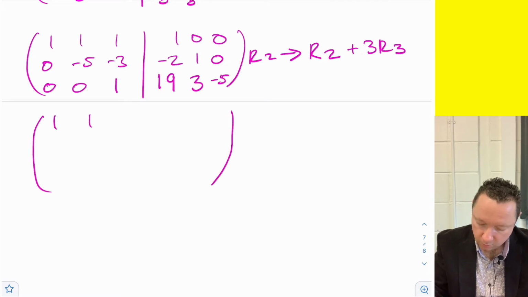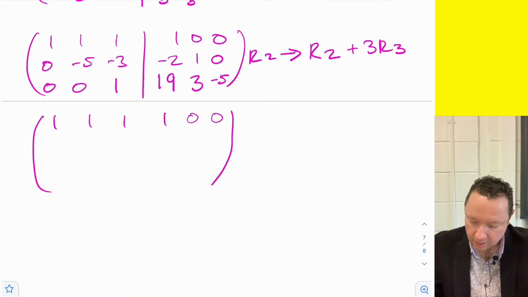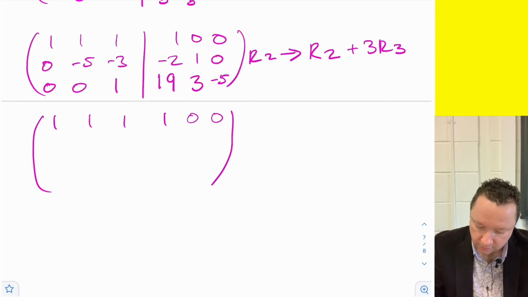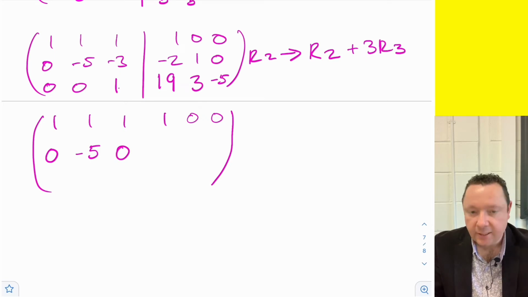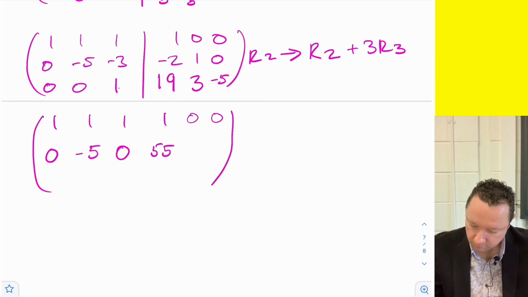1, 1, 1, 1, 0, 0, and 0. Minus 5 add 0. Minus 3 add 3, which is 0. Minus 2 and 3 times 19, 55. 1 plus 3 times 3 is 10, and 0 plus 3 times minus 5 is minus 15.